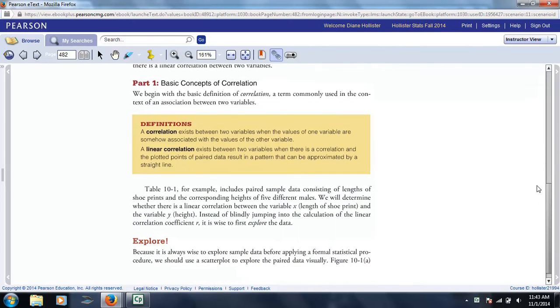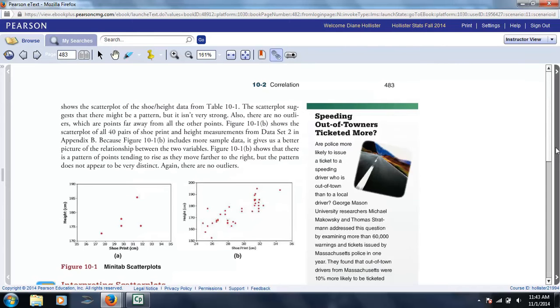A correlation exists between two variables when the values of one are somehow associated with the other. In other words, as one increases, the other increases, or as one increases, the other decreases. And so if we plot those pairs of points, those values, and we see some sort of a pattern that's approximately close to a straight line, then we can call it a linear correlation.